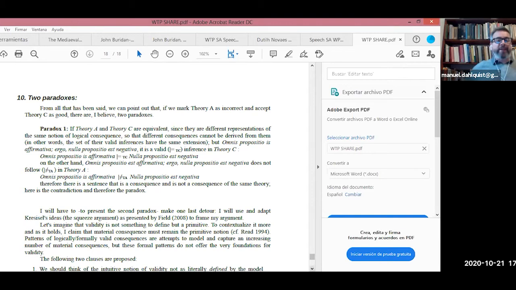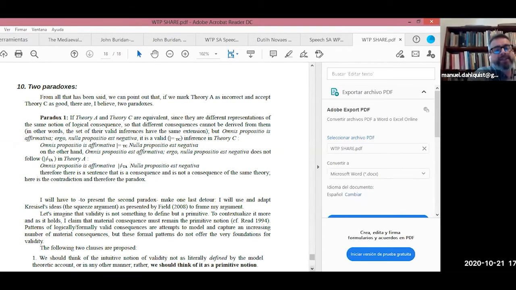Finally, to paradox. From all that has been said, we can point out that if we mark theory A as incorrect and accept theory C as good, there are, I believe, two paradoxes. Paradox 1. If theory A and theory C are equivalent, since they are different representations of the same notion of logical consequence, then different consequences cannot be derived from them.